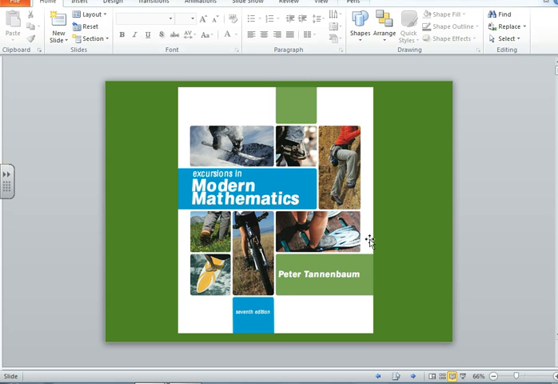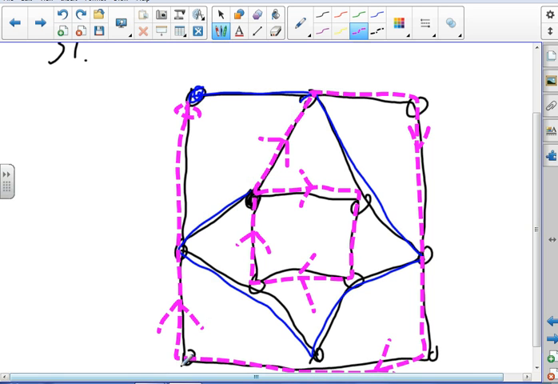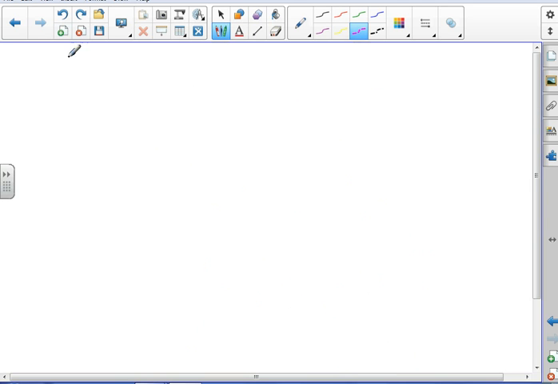Prettiness is good too. Now we're ready to do problem number, whatever it was, 35. But in order to do 35, we have to draw things smaller than I really want to. All right, so 1, 2, 3, 4, 5 across. 1, 2, 3, 4, 5 down.